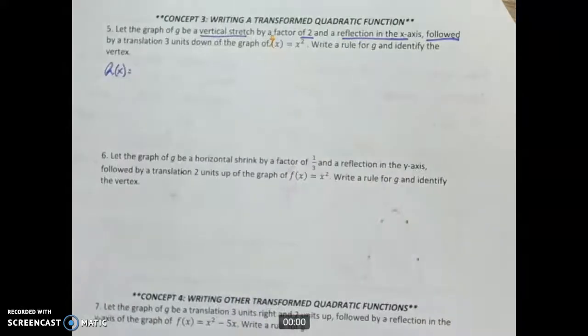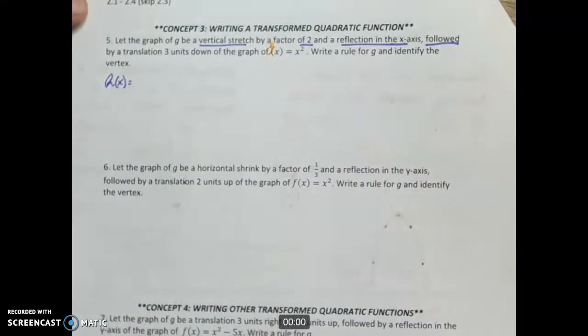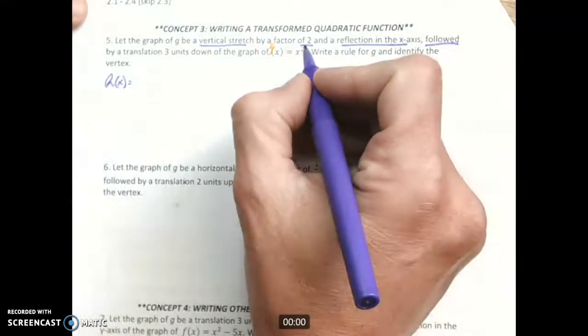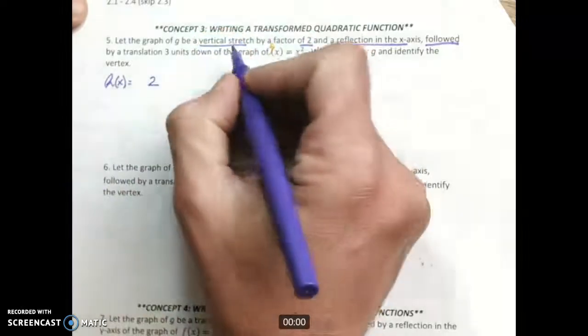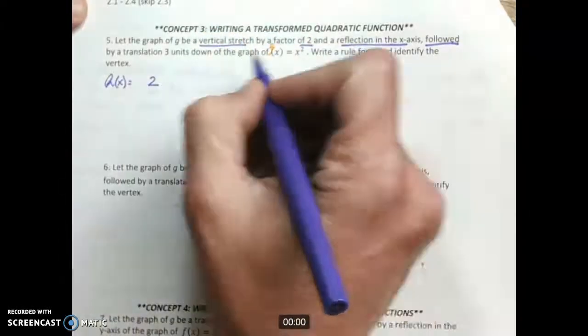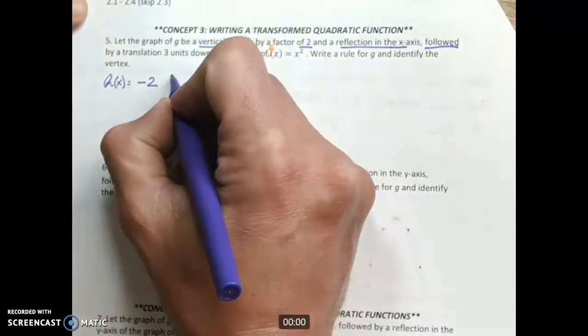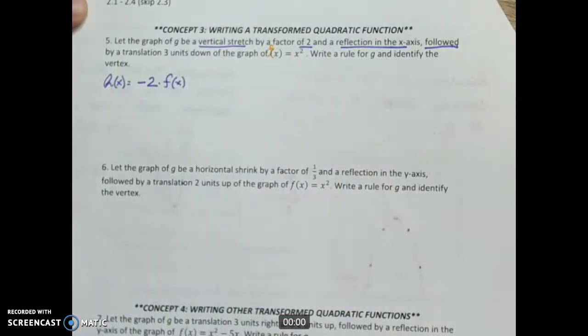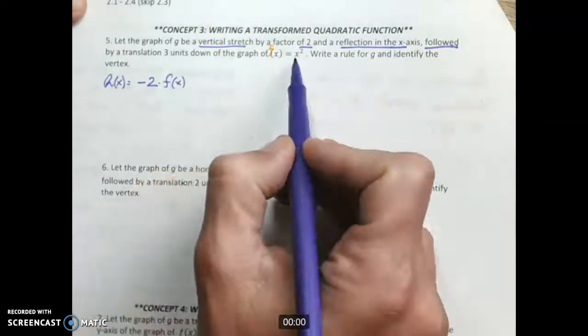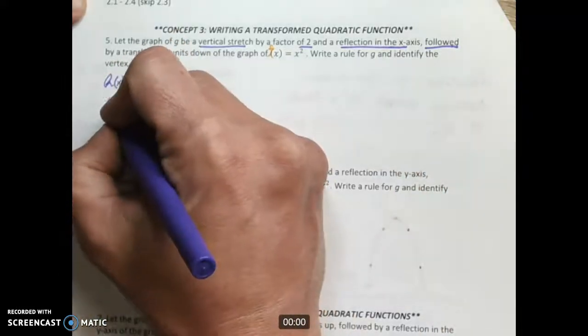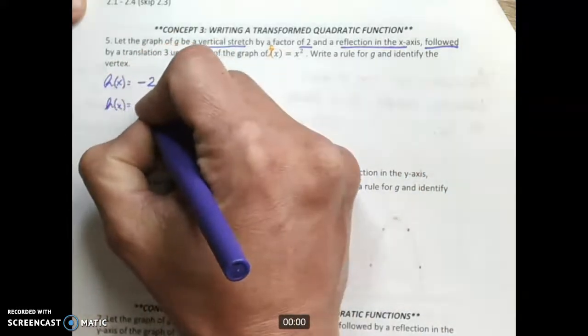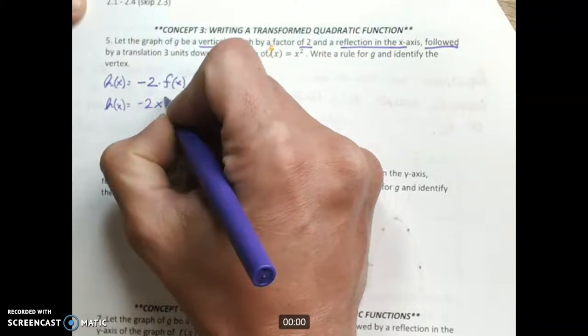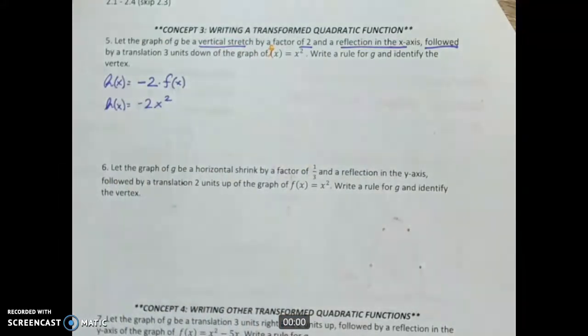So h of x is equal to reflection, vertical stretch by a factor of 2 goes out in front, so does the reflection in the x-axis. So it's negative 2 times f of x. Replace f of x with x squared. So h of x equals negative 2 times x squared, and that's just negative 2x squared. And that part's done. And then I'm going to go ahead and write a rule for g of x.